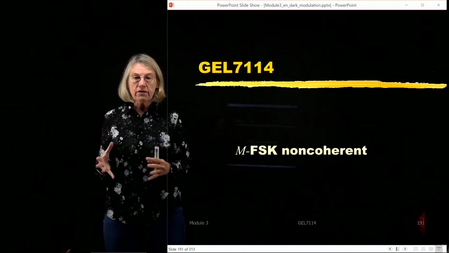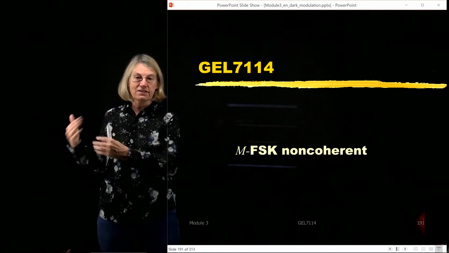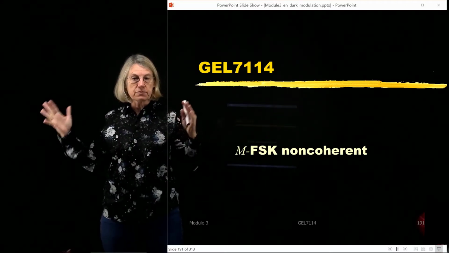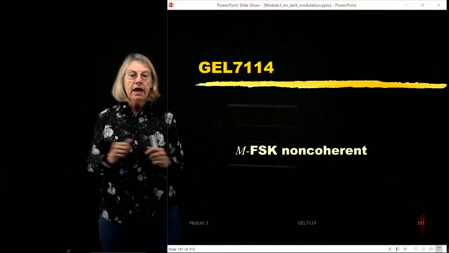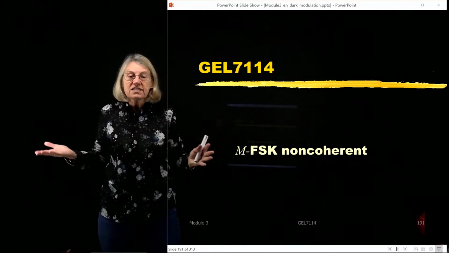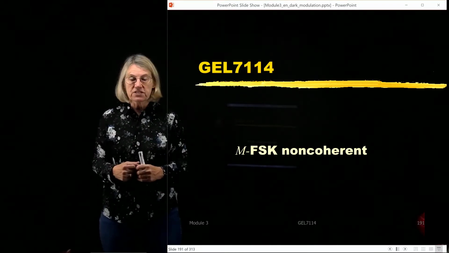So coherent systems require a phase-locked loop that tracks the phase of the two oscillators, the transmitter and receiver, to keep them in sync. And non-coherent detection is predicated on an approach that simply doesn't need the phase information. And since it doesn't need it, you don't have to have this tracker.